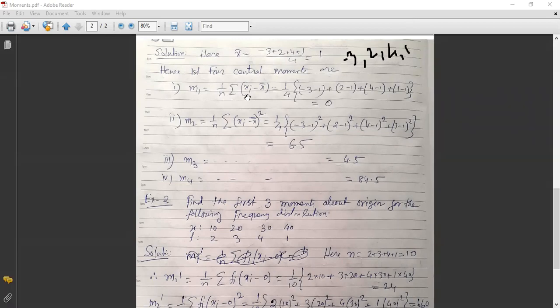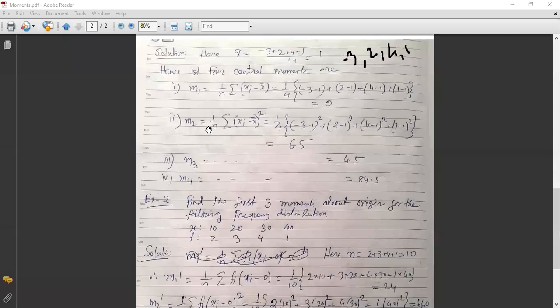M1 is 1 by n summation xi minus x bar. So 1 by 4 into minus 3, minus 1 (we already calculated x bar as 1), plus 4 minus 1, 1 minus 1, 0. We get the calculation as 0.